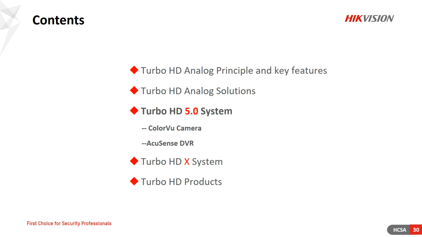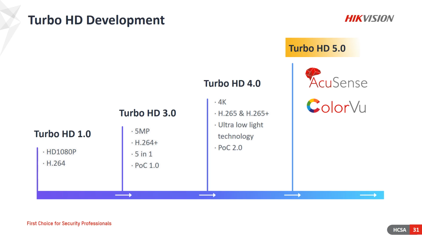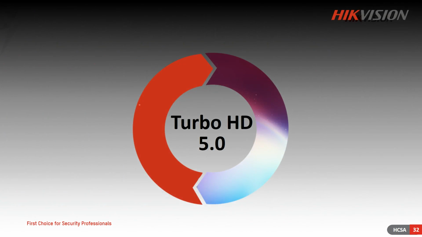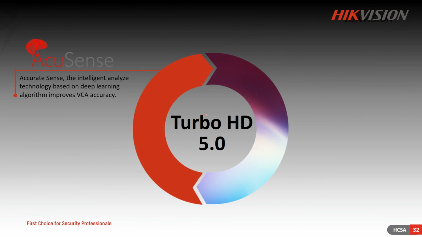Okay, so after talking about the first two parts, let's focus on the Turbo HD 4.0 system. And so this is the development. For now, we are going to recommend Turbo HD 4.0 and Turbo HD 5.0, but not 3.0 or 1.0. It's old. So let's focus on the latest series first, Turbo HD 5.0.